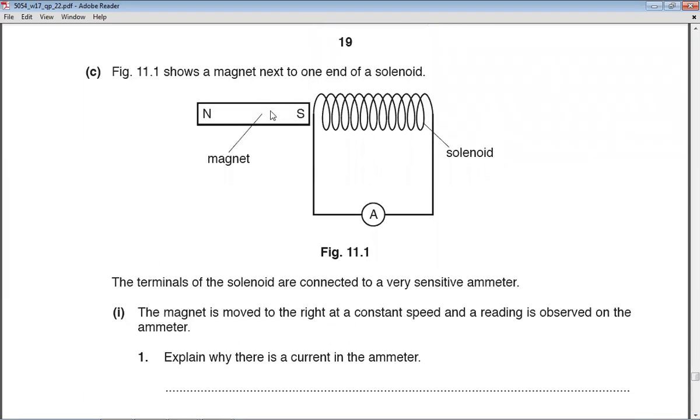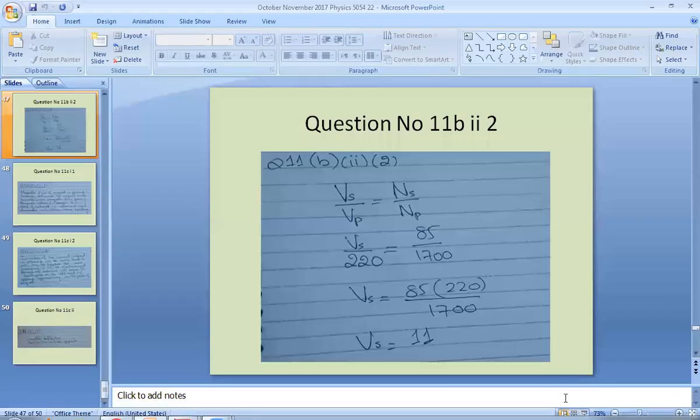It's a 3-mark question. So you see, when this south pole is moving towards the right, it is coming near this coil. Its magnetic flux, its magnetic lines, are passing through this solenoid. And when this south pole is approaching, the magnetic flux passing through this solenoid will change. So when the magnetic flux passing through a coil changes, automatically, according to Faraday's law, EMF is induced in that coil. So the ammeter will show a deflection, which shows that current is being produced in this coil.